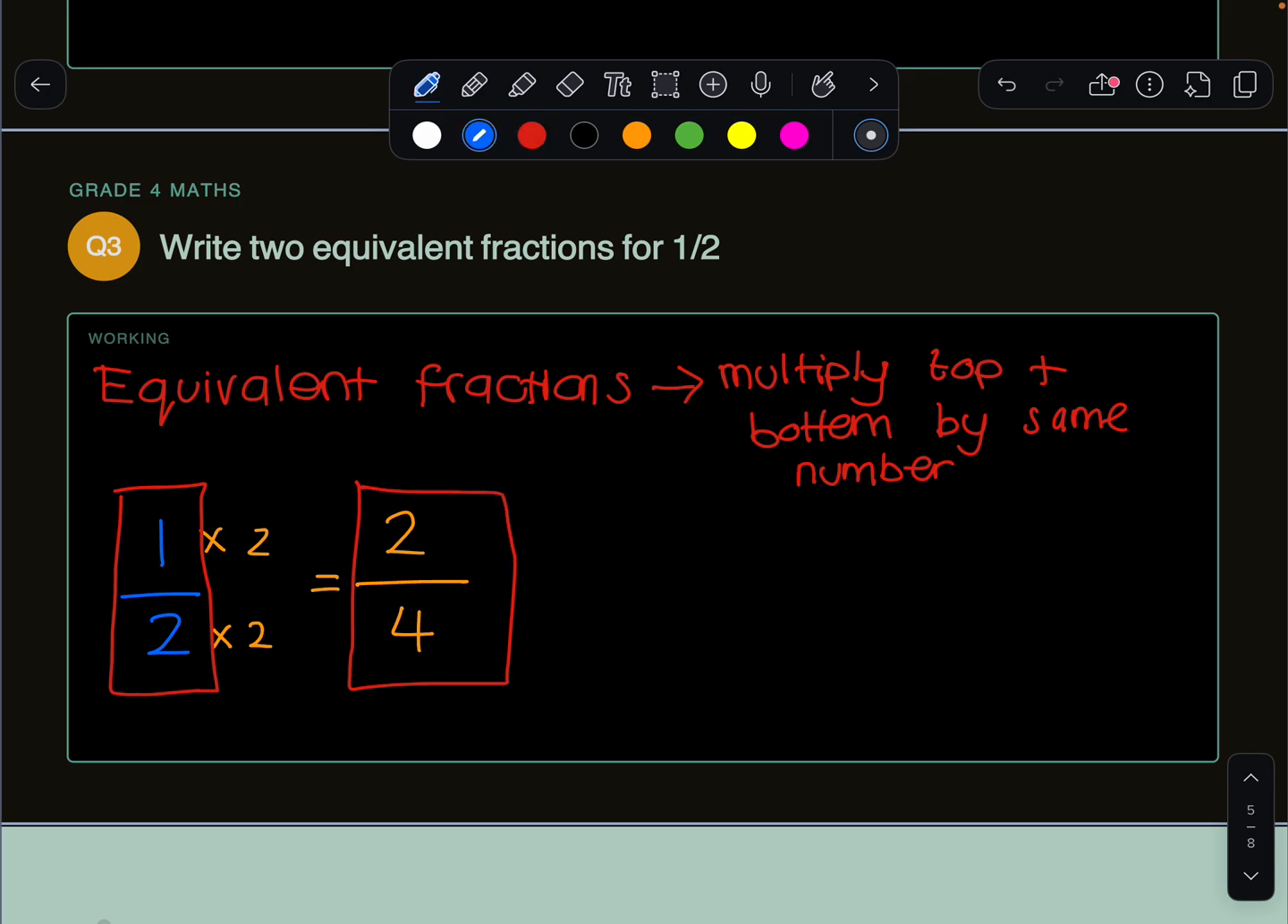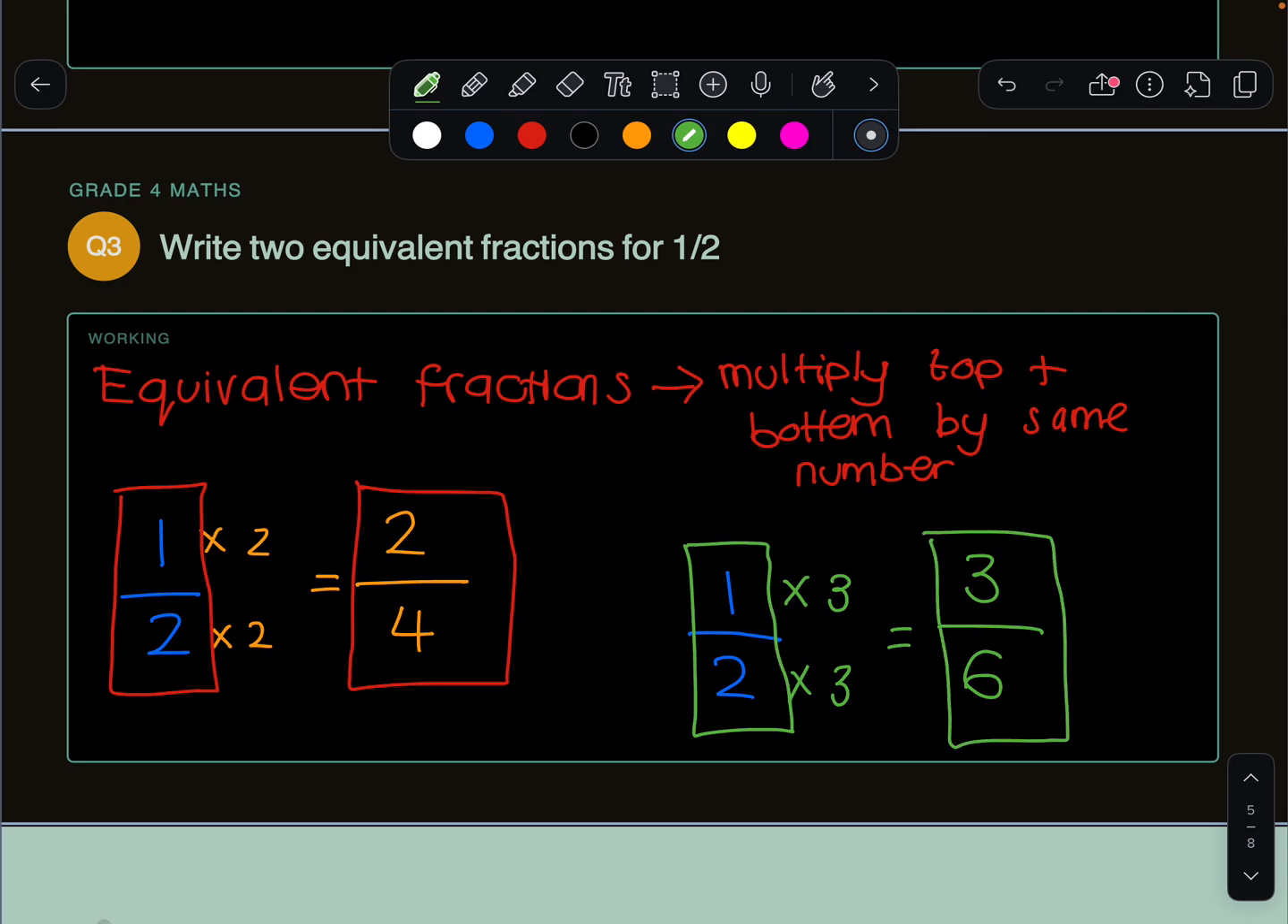Let's see another one. We want another equivalent fraction for 1/2. You can times it by 3, by 4, by 10, whatever you want. Let's times it by 3, at the top and at the bottom. 1 times 3 is 3, 2 times 3 is 6. So these ones are also equivalent. 3/6 is also an equivalent fraction. So 2 equivalent fractions for a half: our answer is 2/4 and 3/6.